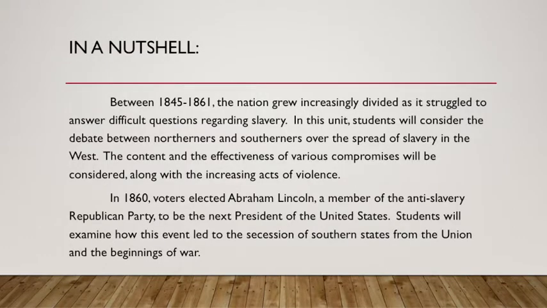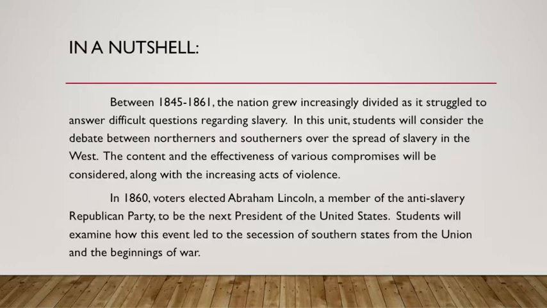Basically, between 1845 and 1861, the nation grew increasingly divided as it struggled to answer difficult questions regarding slavery. In this unit, students will consider the debate between Northerners and Southerners over the spread of slavery into the West, and we'll look at the content and effectiveness of various compromises, along with increasing acts of violence over this issue of slavery during the time.